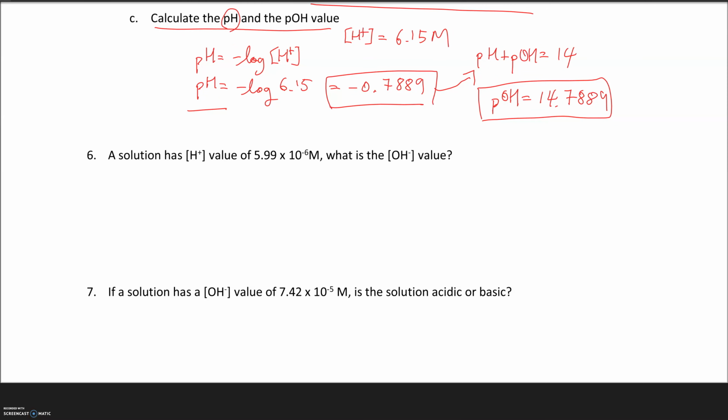All right, number 6, a solution has H plus, so the hydrogen ion concentration value of 5.99 times 10 to the power of negative 6 molar. What is the hydroxide value? Now, the hydroxide concentration value, there are multiple ways we can go about this. However, the easiest one is understanding the relationship in which the concentration of the hydrogen ion and the hydroxide ion, when they are multiplied, they must equal 1 times 10 to the power of negative 14, because our pH scale is a logarithmic scale. So let's write that equation down.